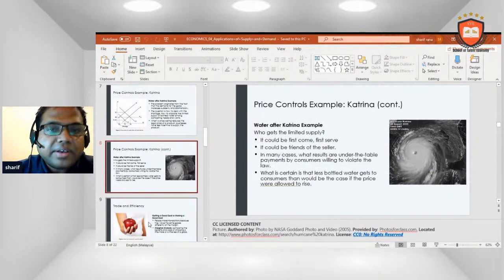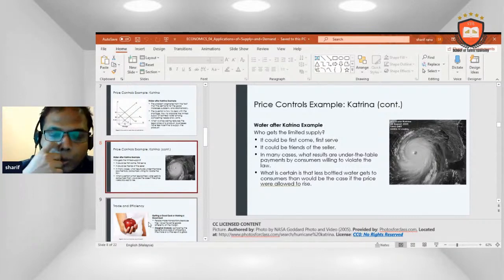Water after Katrina example. Who gets the limited supply? It could be first come, first served. It could be a friend of the sellers. In many cases, what results are under-the-table payments by consumers willing to violate the law. What is certain is that less bottled water gets to consumers than would be the case if the price were allowed to rise.